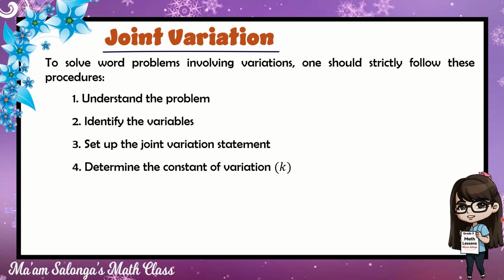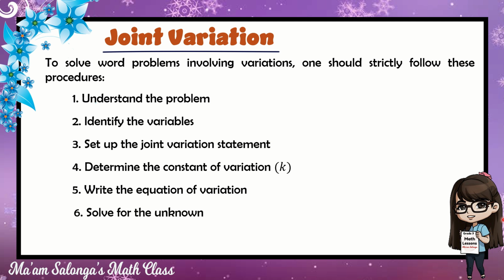Number 4, determine the constant of variation. You will just substitute the given values into the equation and solve for k. Number 5, write the equation of variation. So once you have determined the value of k, all you have to do is to substitute it back into the variation equation, and this will give you a specific equation of variation for the given problem.